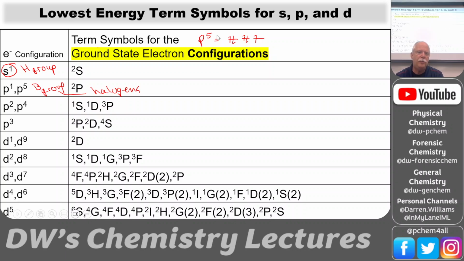And then P2, those would be the carbon group. You can see that P2 over there. It's the second column in the P group. So carbon group. And then what's the other one? The P4s. That'd be the oxygen group. And then the P3 would be the nitrogen group.